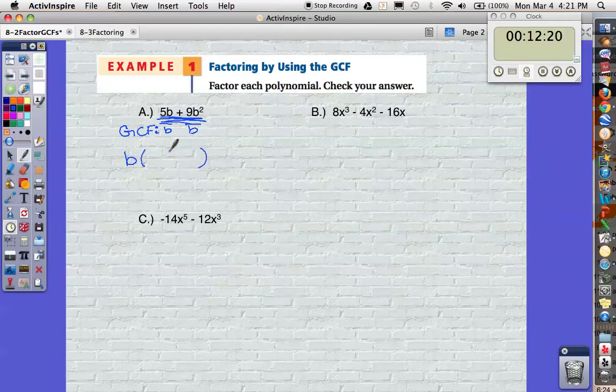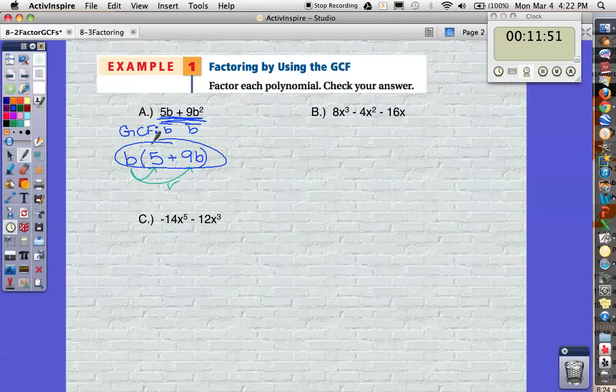If I take a b out of 5b, I would have 5. If I take a b out of 9b squared, I have a plus 9b. There's your factorization. To check it, think about distributing this. If you distribute, will you get 5b plus 9b squared? Will I get back to what I started with? Yes, I would. So here's your answer. That's how you can check it. I always suggest checking, but it's up to you to make the decision.